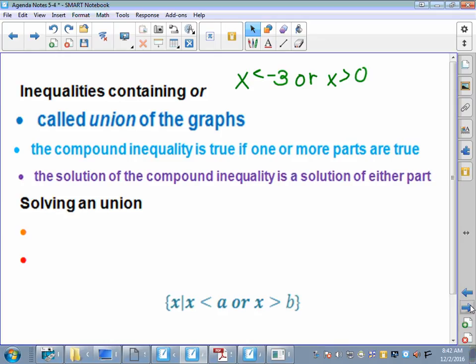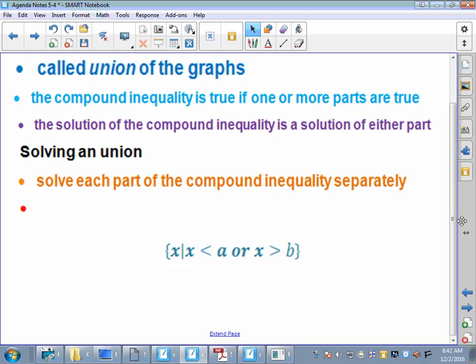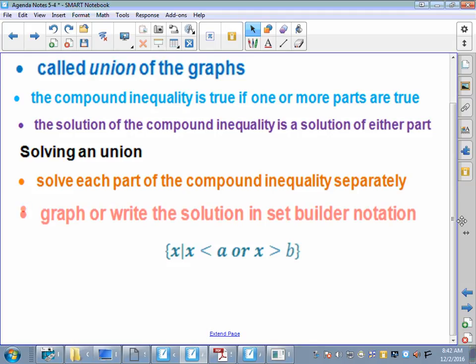The solution of the compound inequality is a solution of either part. So it doesn't matter what's shaded, or if it's double shaded, it only matters that it has shading on it when we graph them. So solving a union, we solve each part of the compound inequality separately, and then we're going to either graph it or write it in set notation.